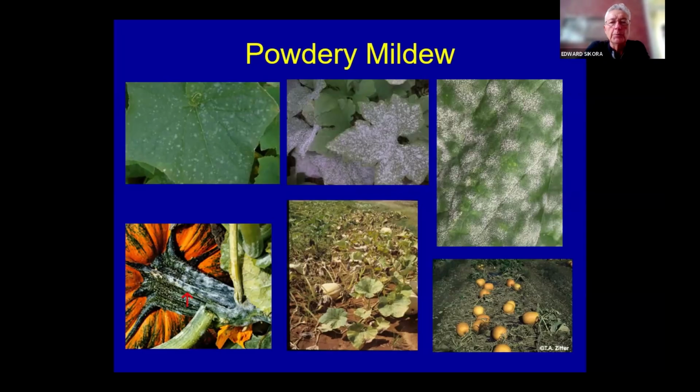It doesn't go to the fruit, but with pumpkins, it will go to the handle. So if you get a lot of pumpkins with handles rotting or whitening up, as I said, it won't go to the fruit directly, but if you lose those handles on pumpkins, oftentimes you're going to lose some of your marketability later in the season at Halloween time.